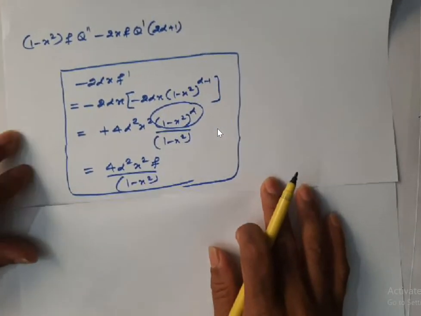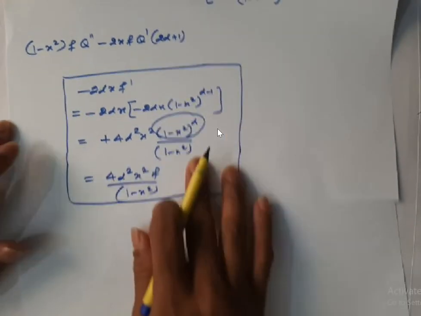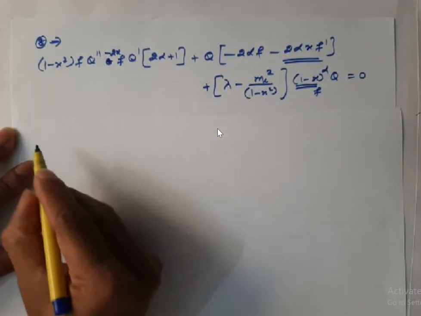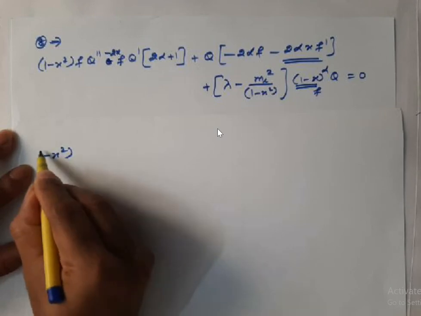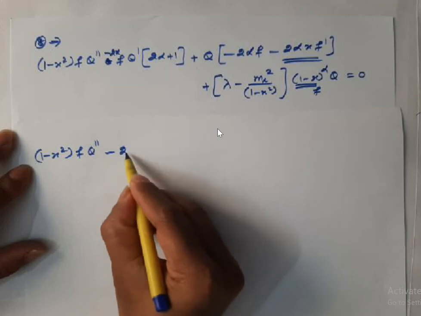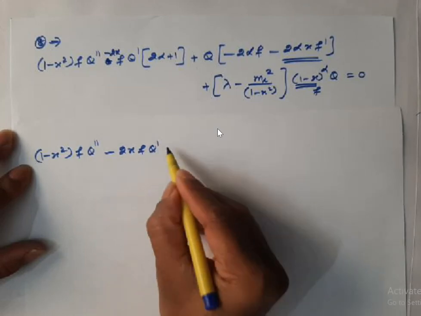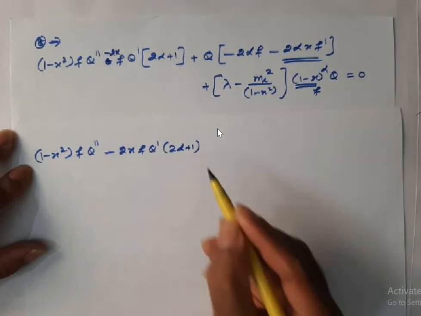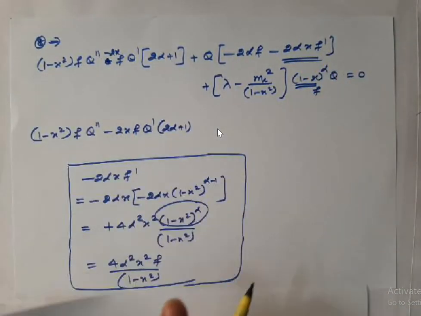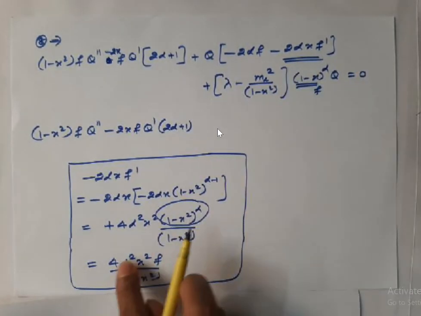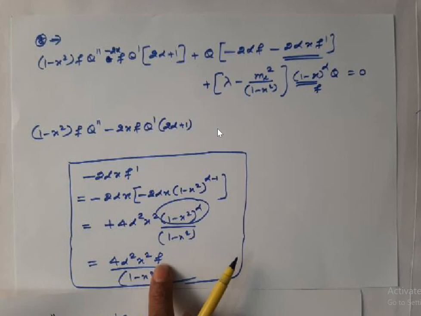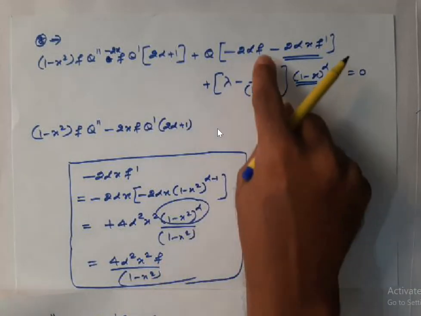Okay, now let me rewrite this function again. So this is our function: 1 minus x square into f double prime minus 2x f prime into 2 alpha plus 1. Here in the place of minus 2 alpha x f prime, I am going to substitute this value. So now this becomes plus 4 alpha x square f. So we have one f term here, and here also we have f.